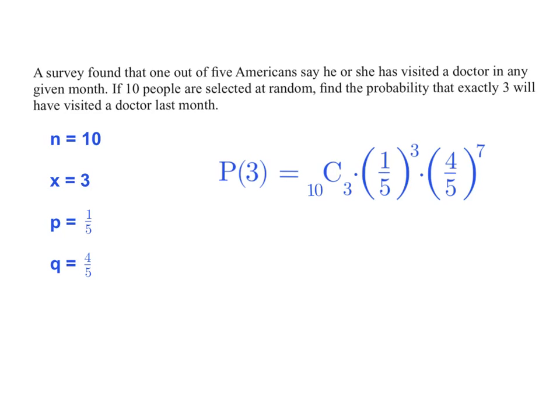And notice I put the 3 in here. This is the probability of 3 people going to the doctor. And so in this case, we should have got 20%. That's interesting. How many had that?